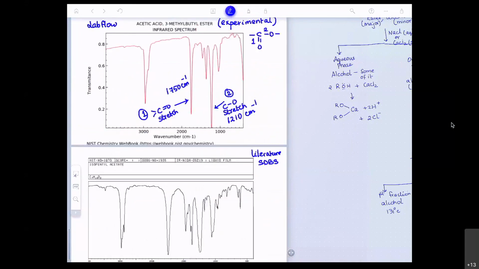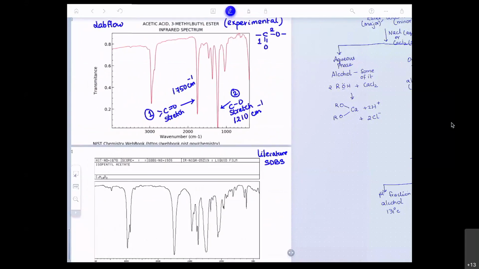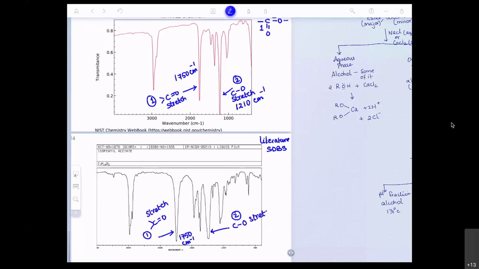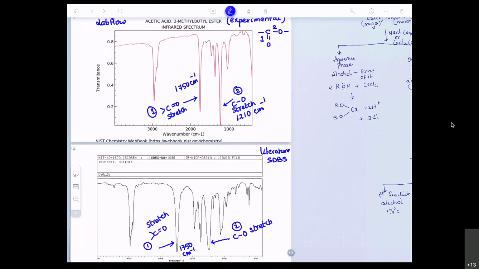So that is your experimental. That's what you would have got in the lab. And right here is your carbonyl stretch. So that's your 1, approximately 1750 wave numbers. And right here is your carbon-oxygen stretch. That's your bond number 2 that I've labeled as 2. It's also approximately 1200 wave numbers.